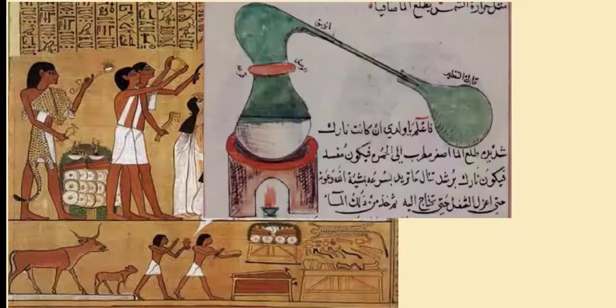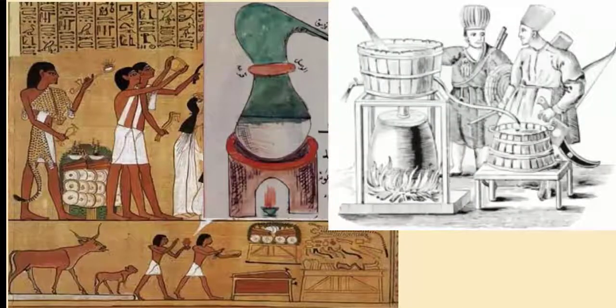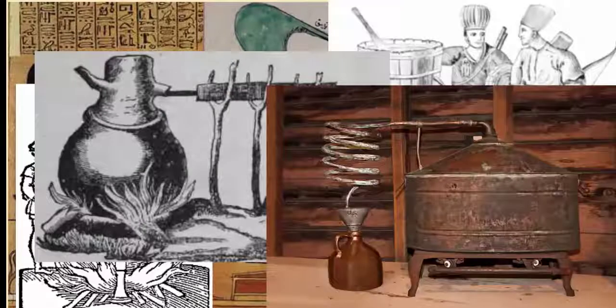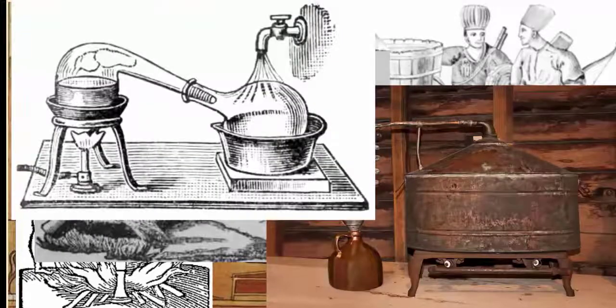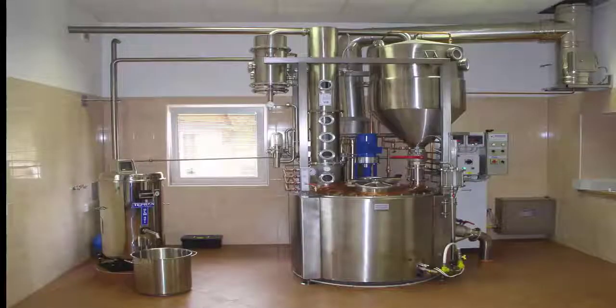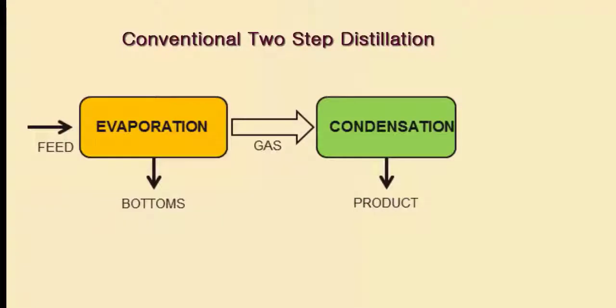Over the centuries, the use of distillation has greatly expanded and equipment has progressed in terms of size, design, and materials of construction. But the process itself has changed very little, and it has some limitations. This diagram represents distillation as it has been practiced through the ages. It is a two-step process.